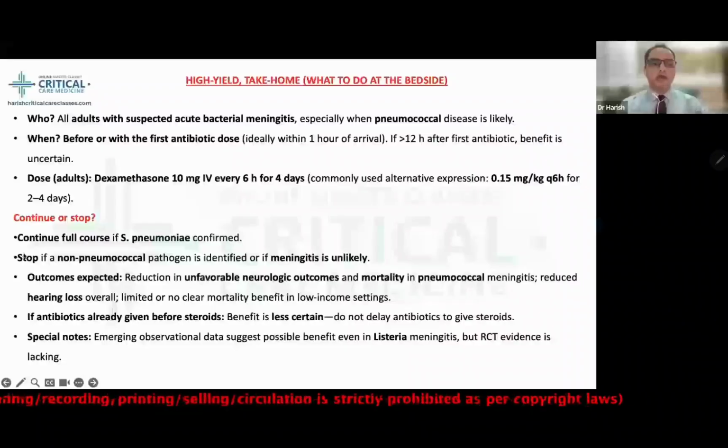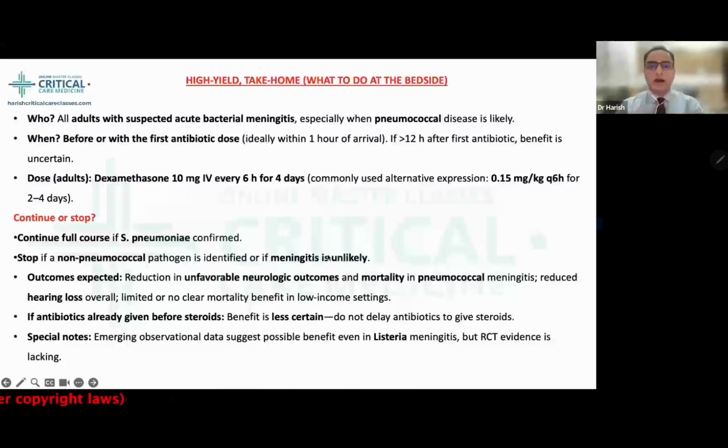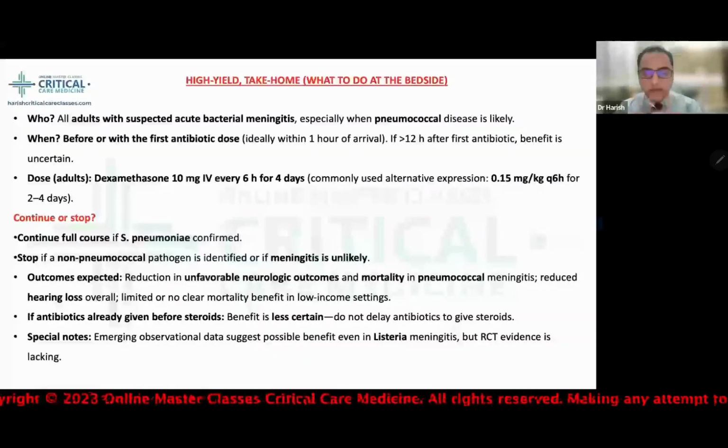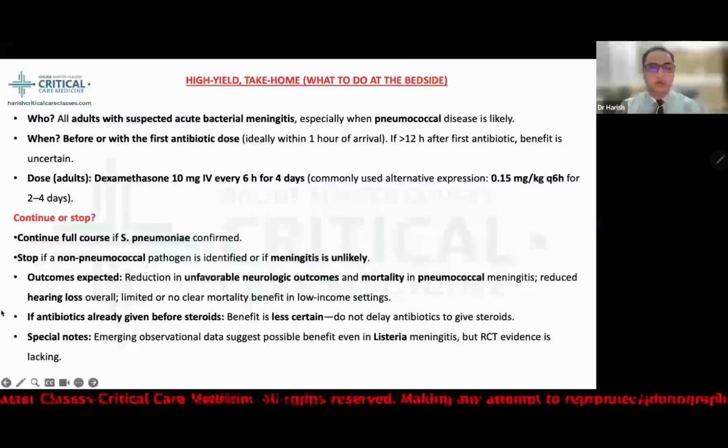So continue or stop: if you have diagnosed Streptococcus pneumoniae, continue for the full course, that is 4 days. Stop if a non-pneumococcal pathogen is identified, or if meningitis is unlikely; no need to give the steroid. Outcome expected: it helps in reduction of unfavorable neurological outcome and mortality in pneumococcal meningitis, and reduces hearing loss overall. But there is limited or no clear mortality benefit in a low income setting. Very, very important. There is mortality benefit in a good income setting, but no clarity on reduction in mortality in low income setting. So that was the study on steroid. Actually, that is the original study.